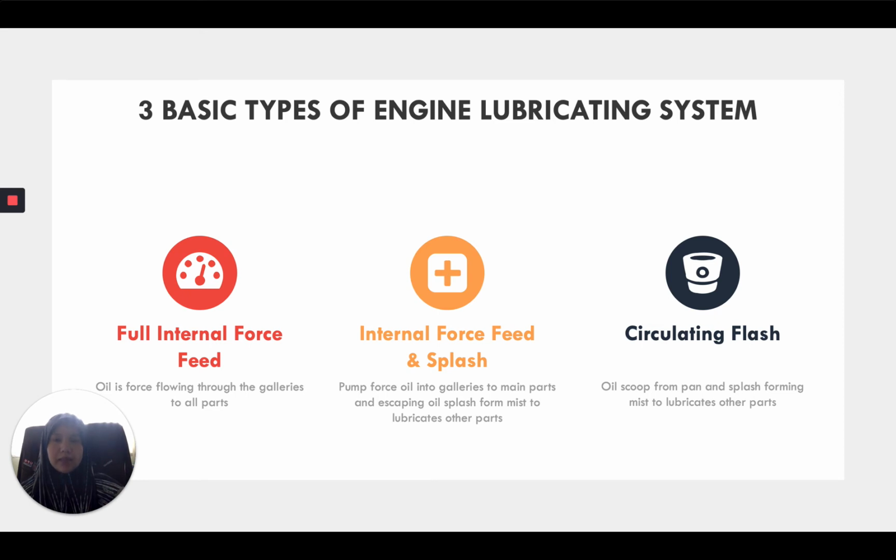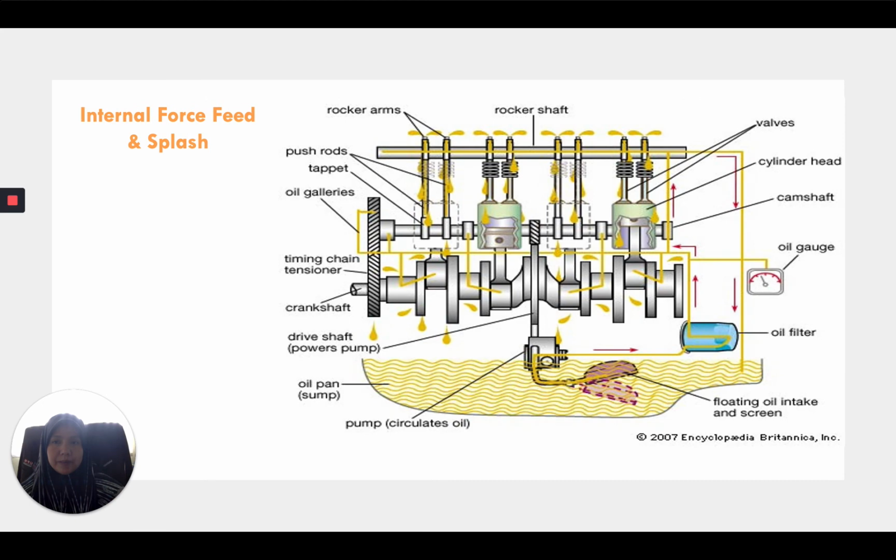Okay, let me look at what will happen to the internal force feed and splash. And in splash lubrication system, the lubrication oil is picked from the oil sump or pan by a dipper provided at the bottom. This is the dipper. And then the dipper is provided at the bottom of the connecting rod of piston in each cylinder. And then the connecting rod picks the oil from the bottom and moves upward to the engine component.